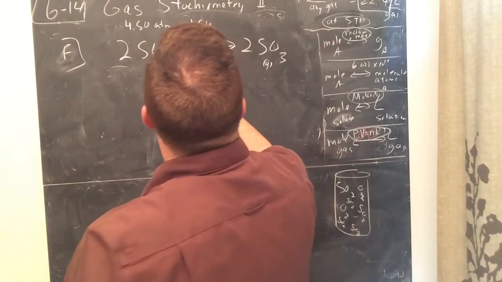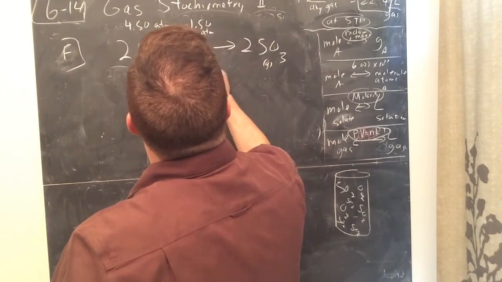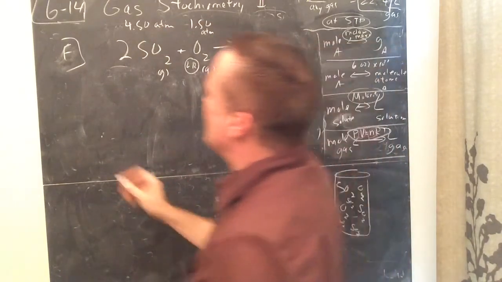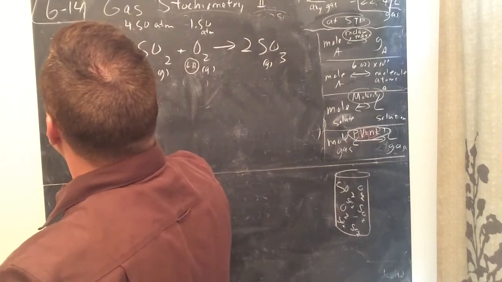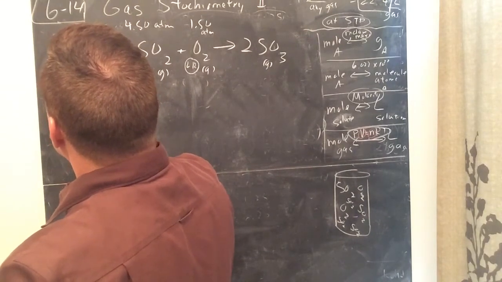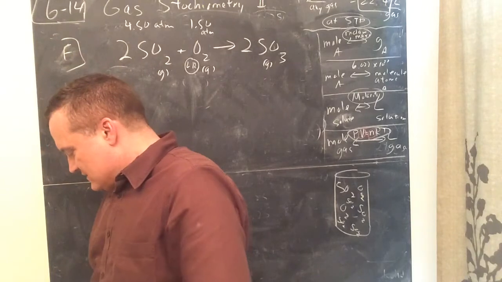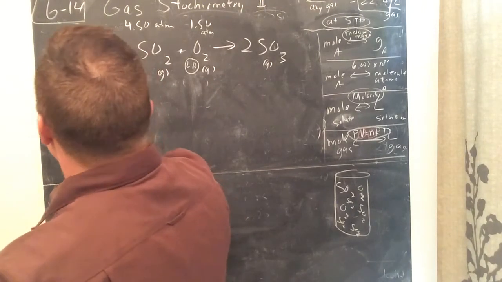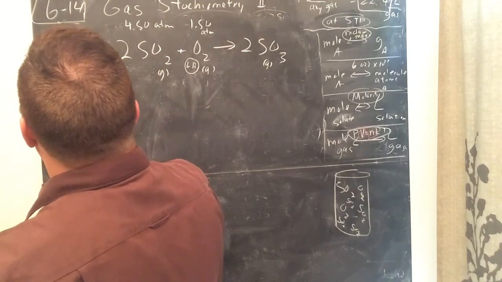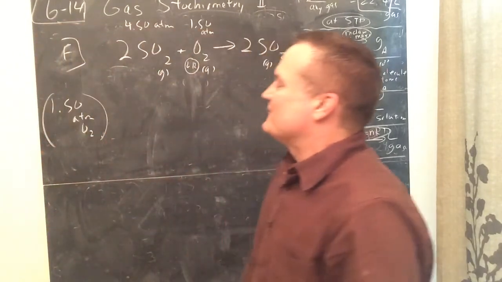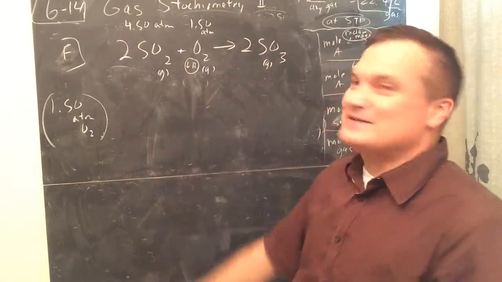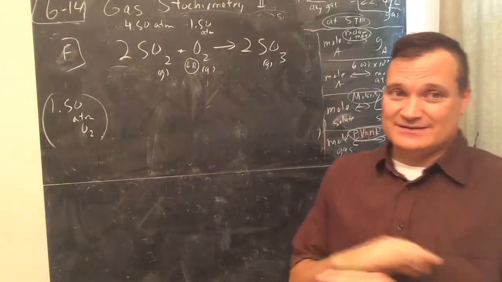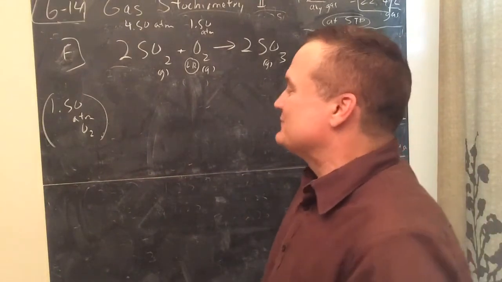Now you can do it the other way if you wanted to, but you know. And by the way, I can do this now on O2. I've got 1.50 atmospheres of O2. The question says, calculate the pressures of SO2 and O2 after the reaction is complete. Well, first of all, O2 is a limiting reactant. So how much O2 are you going to have at the end of the reaction? None. So it'll be 0.